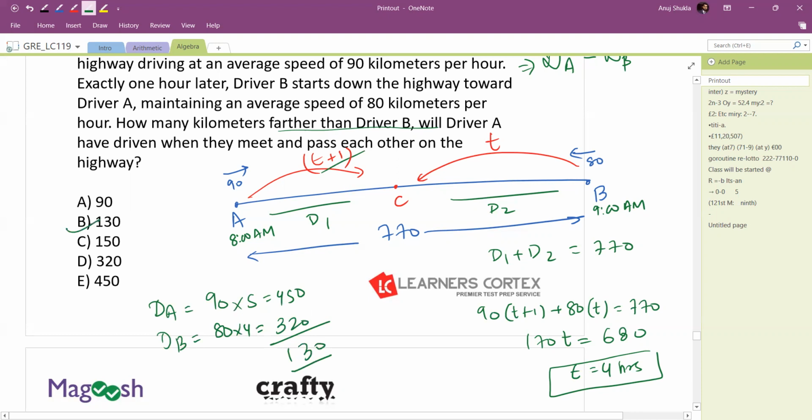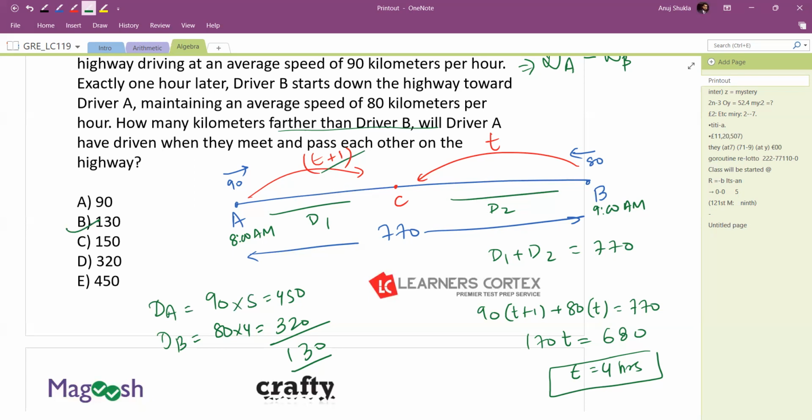Tell me if you have any doubt. But the speed is not the same. So how can we say that A has taken T plus 1? A has taken T plus 1 time. The speed is not the same.